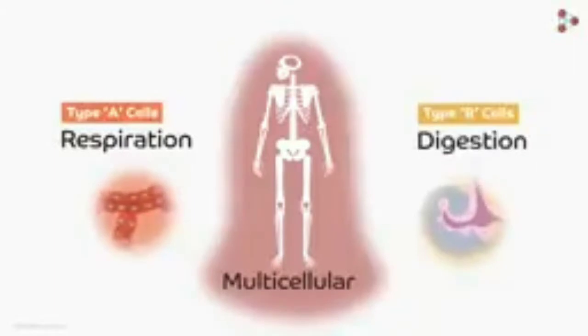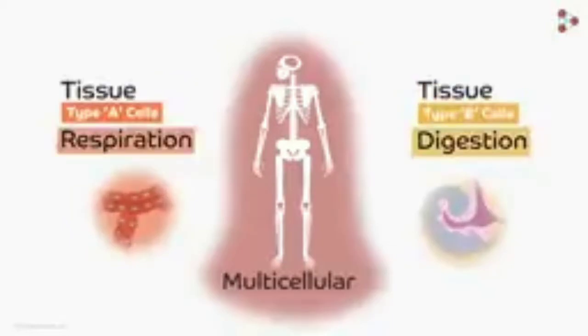But what are these groups of cells called? Do they have a specific name? Yes, each cluster of cells is called a tissue, and each tissue carries out a specific function.